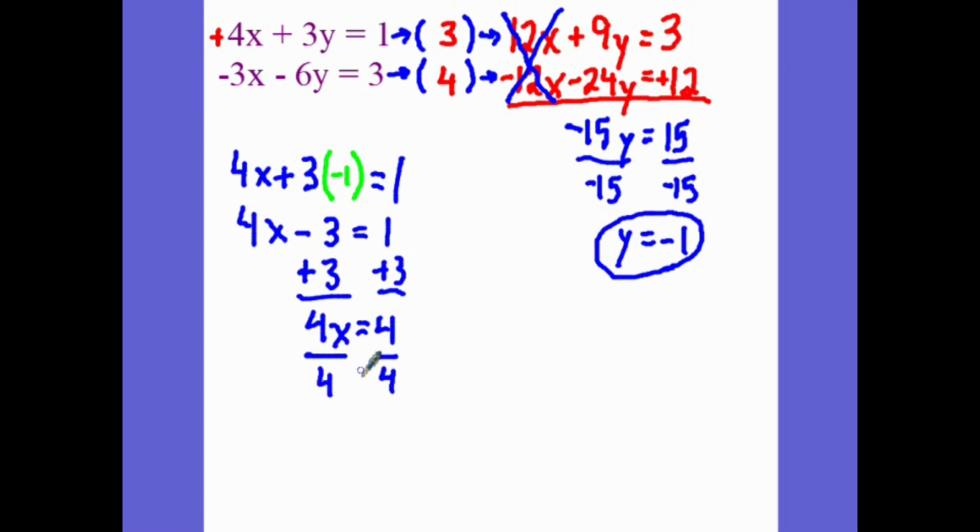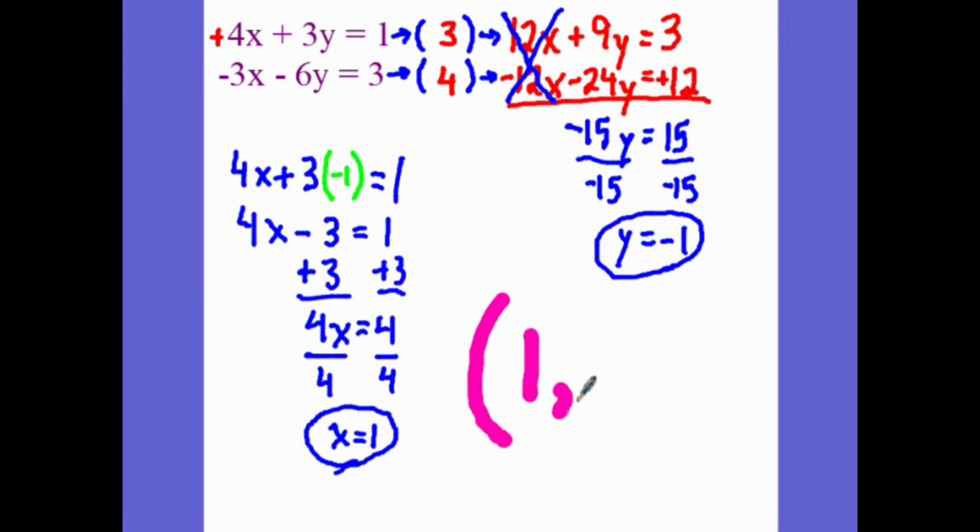Now I know that you are equation solving experts, so you could do all of this very quickly without me even being here. And you would get x equals 1. So for your final answer, you would say these two lines intersect at the point 1, negative 1. Or you would say the solution is 1, negative 1. This is where those two lines intersect.